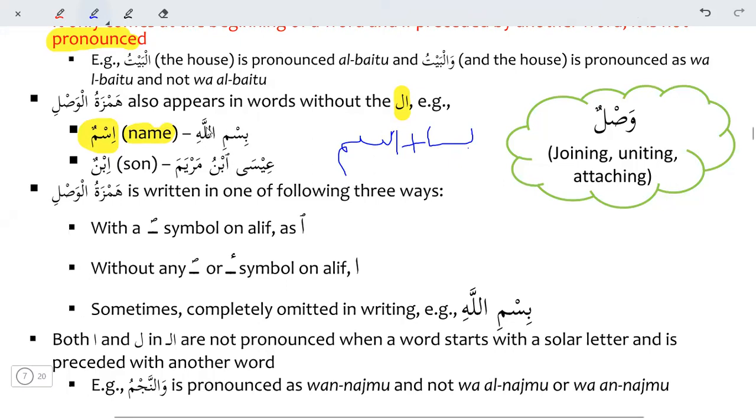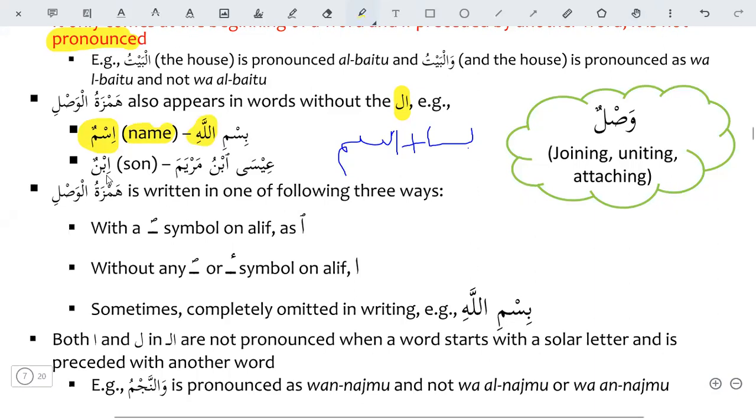Mim we pronounce with lam. This alif of Allah, we don't pronounce. This is hamzatul wasl that we don't pronounce. Bismillah.